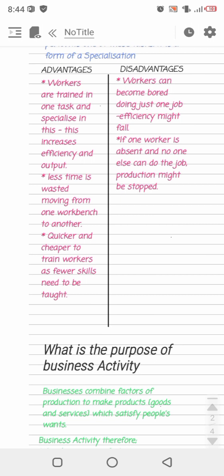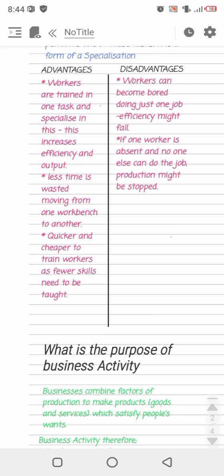Okay, so the second point in advantages is that less time is wasted moving from one workbench to another. All of the employees have their working stations. If the employees are given all the work, each of the employees has to make one batch of cupcakes. Employee number 1 has to make one batch of cupcakes, employee number 2 has to make one batch, employee number 3 has to make one batch. So all of them have to make their own batches of cupcakes.